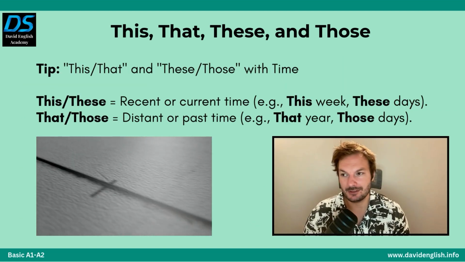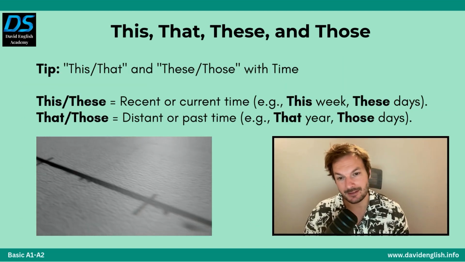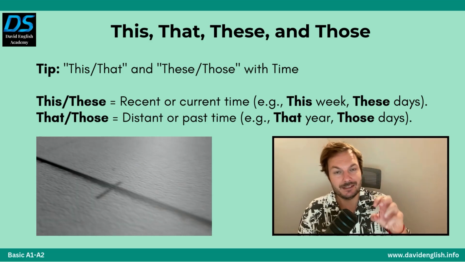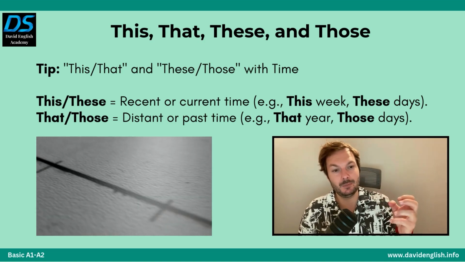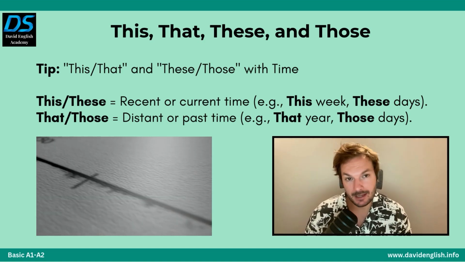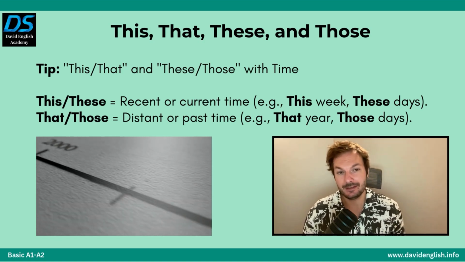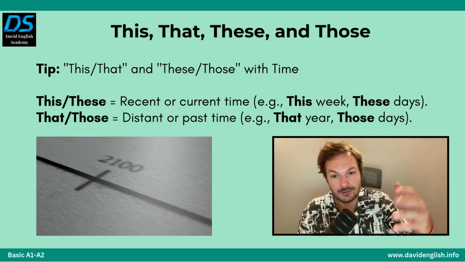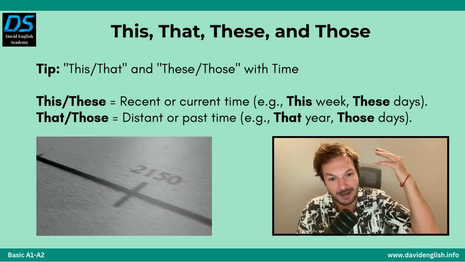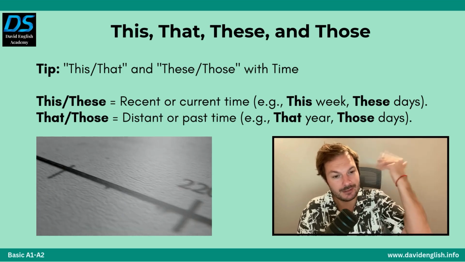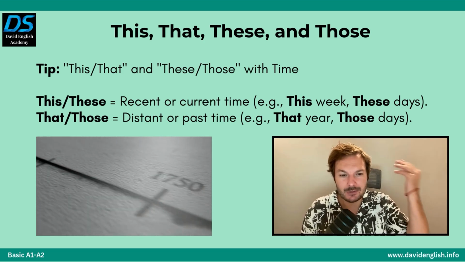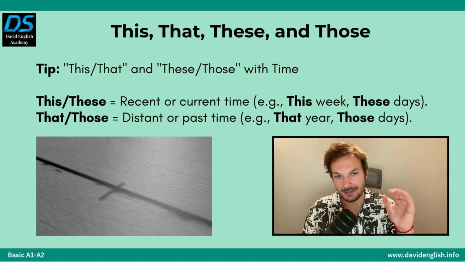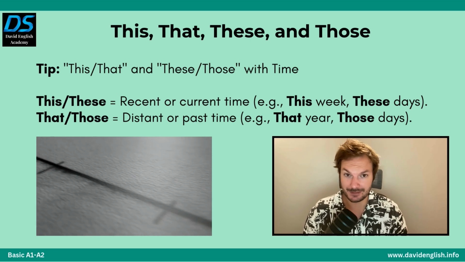One thing that's also a little tip that you should know is that this, that, these, and those are used with time. When we talk about time, this and these are for recent and current times. For example, this week or these days. Okay, this week, this is what I'm doing. These days is within a time that's now. That and those are for a further distant time in the past. That year, those days, when an old person says, back in those days, in my days, those days, okay? That's how we should be thinking about this, that, these, and those for time.